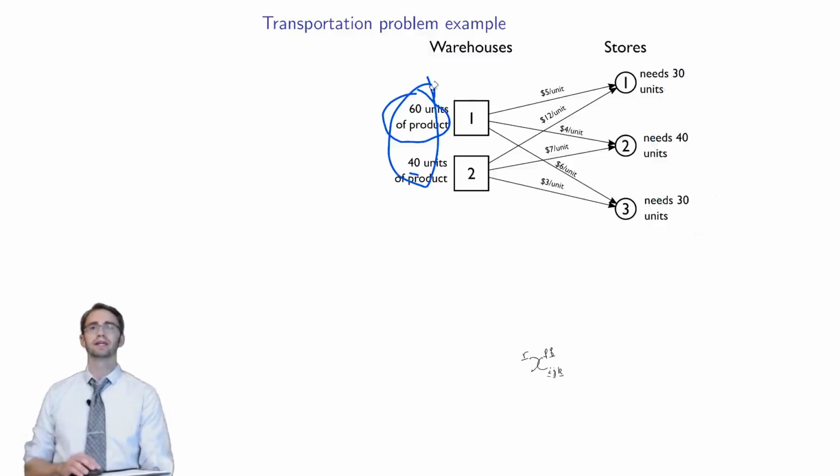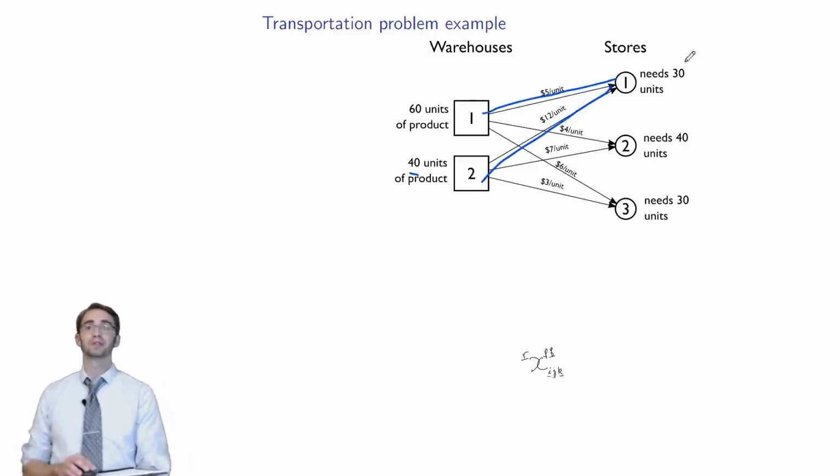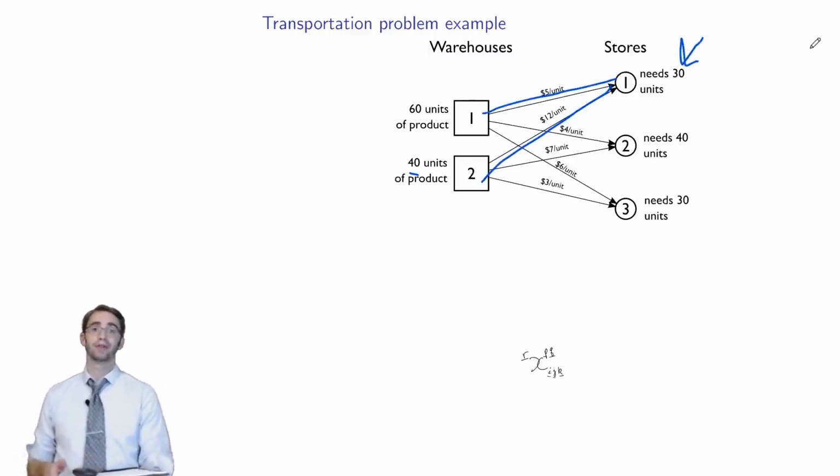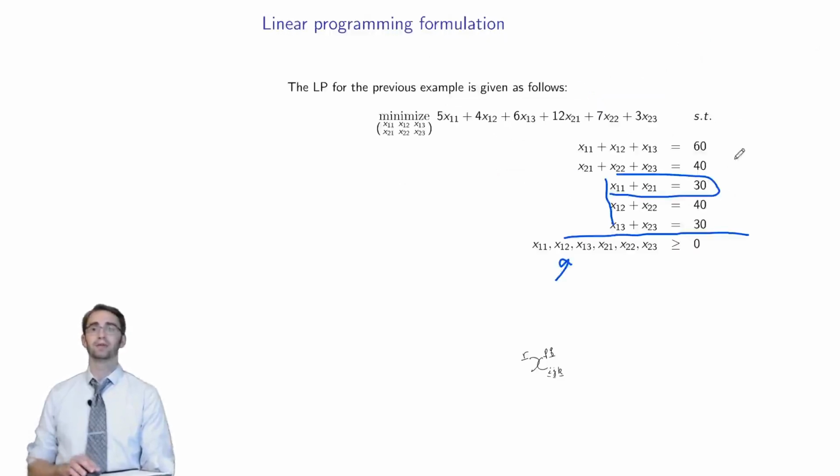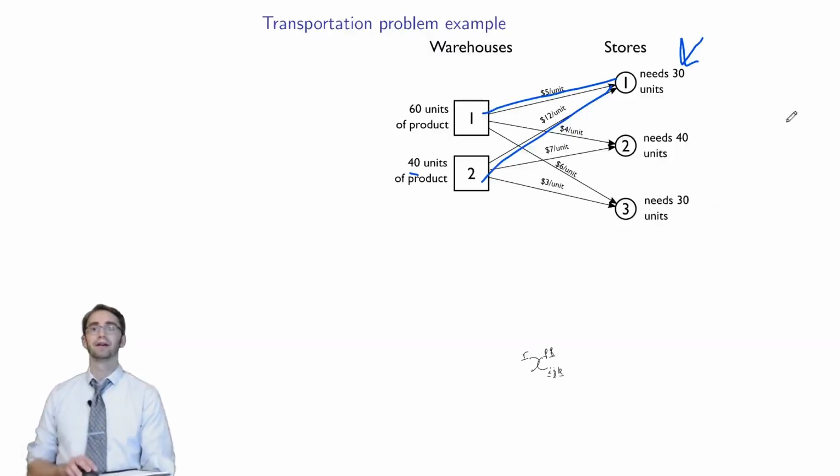Let's erase some things. x1,1 plus x2,1 is this edge here plus this edge here. This is all the stuff that is entering store number 1, which has to be 30 units, as I've written there. So x1,1 plus x2,1 has to be equal to 30. And similarly, x1,2 plus x2,2 has to be equal to 40, that one there. That's this one over here. So x1,2 plus x2,2 has to be equal to 40. And x1,3 plus x3,3 has to be equal to 30.